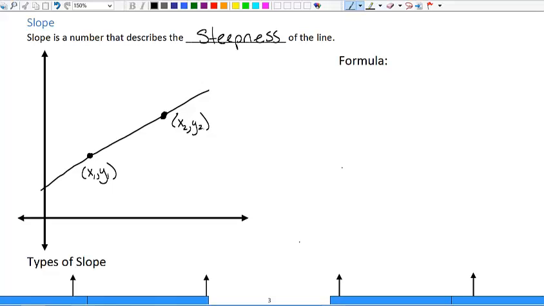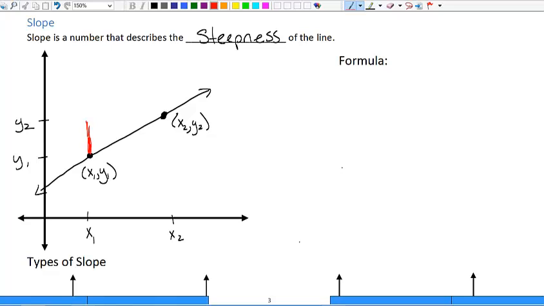The little 1 and the little 2 just represent, hey, I'm the first x, or I'm the second x, or first y and second y. So this point is x1, this point is x2, and this point will be y1, and this point right about here will be y2. So I want to know what the steepness of this line is, and I need a number that represents the steepness of a line. So clearly this is going uphill, and I want to know exactly what rate it is going uphill.